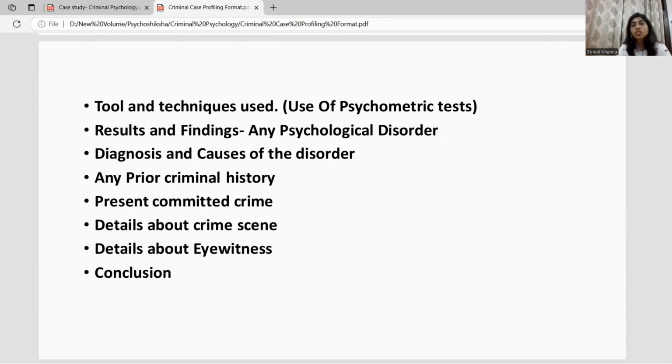Then diagnosis and causes of the disorder. So if you have found out that yes, a person has a psychological disorder, okay, what could be the potential cause? You have to talk about it. So here, which tool is to be applied and how.